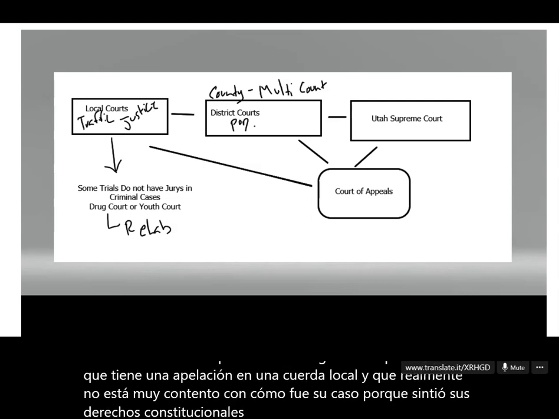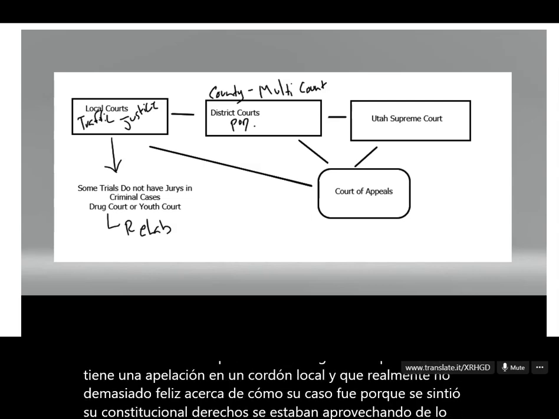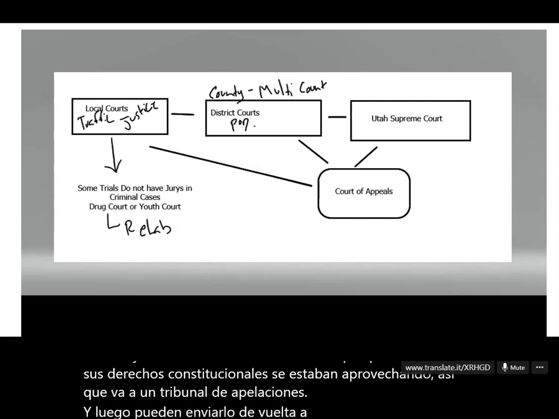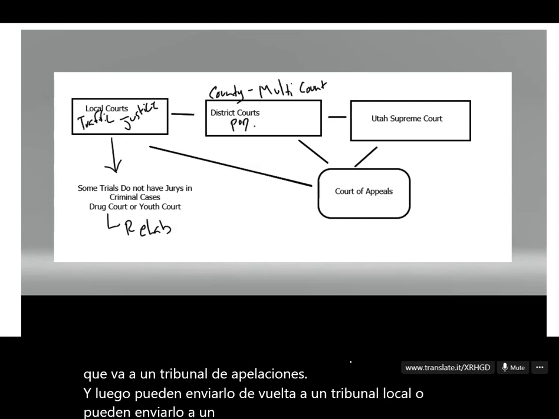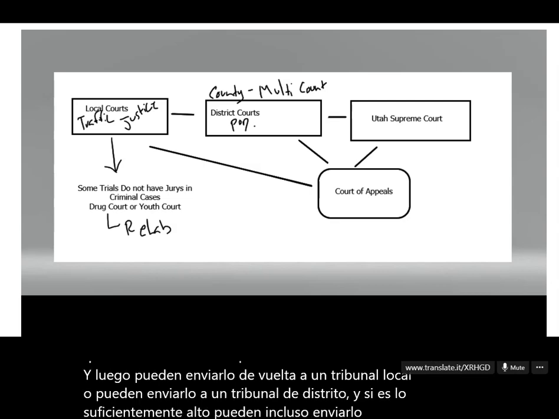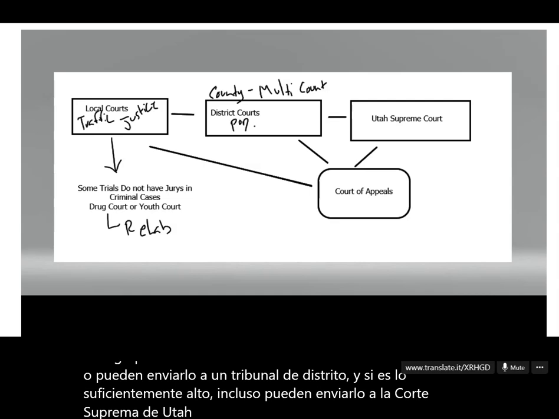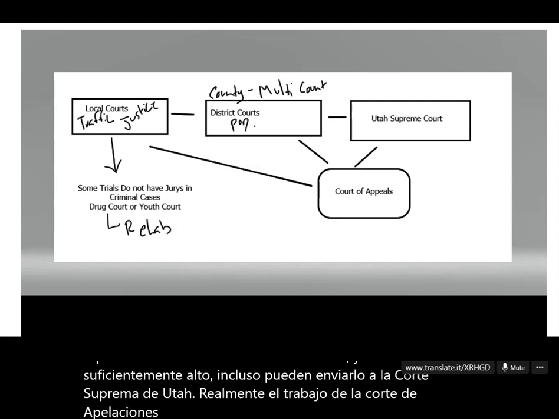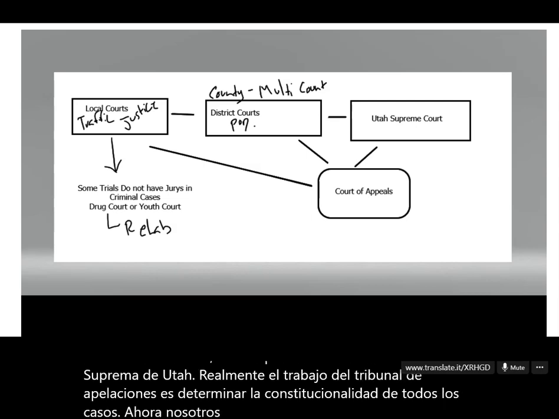So you go to a court of appeals and then they can send it either back to a local court or they can send it up to a district court. Okay, and if it's even high enough, they might even send it to the Utah Supreme Court. That is really the job of the Court of Appeals, to determine the constitutionality of all cases. Okay. Now, when we get to the Utah Supreme Court, this is the highest court of the land.